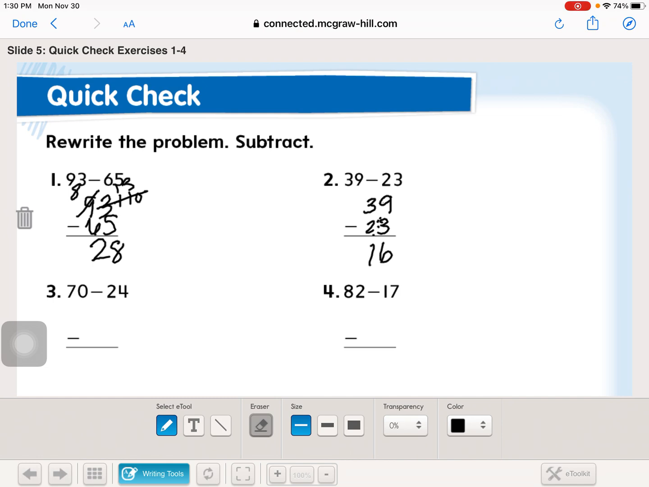All right, go ahead and pause the video. Try number 3 and 4 on your whiteboard or a scrap piece of paper. Push play when you're ready to check your answers.